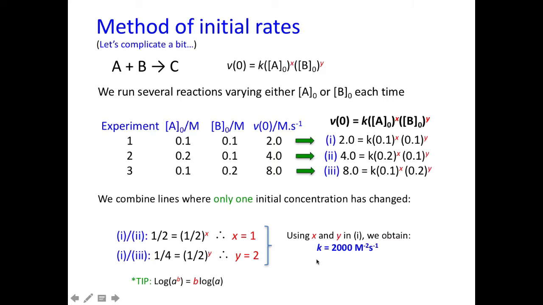And using x and y in any equation, we now obtain the rate constant k. So k in this case is 2000 molar minus 2, second minus 1. So the rate law in this case is given by this expression, where the reaction is first order with respect to A and second order with respect to B.